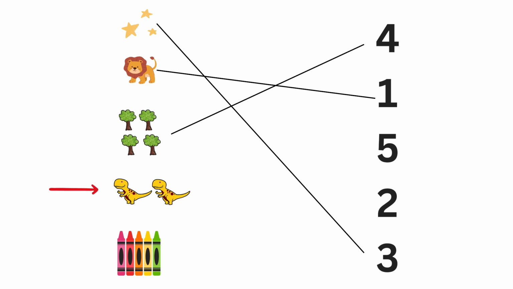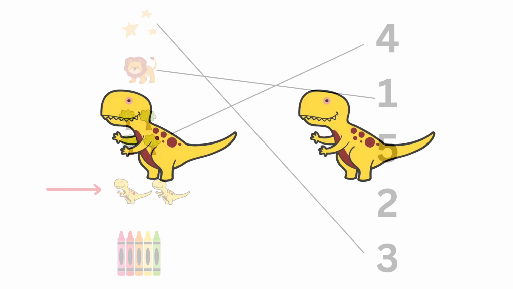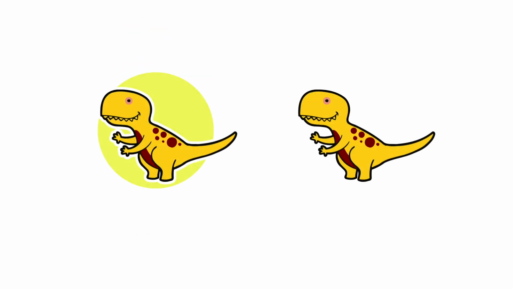How many dinosaurs do you see? Let's count together. 1, 2. Great job! I see 2 dinosaurs.